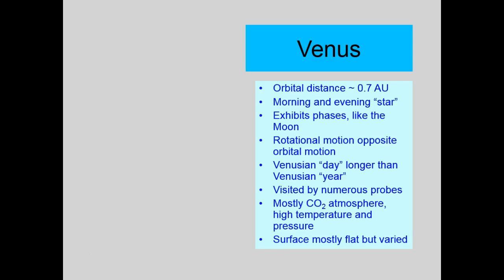Now, let's go back. If this is the sun, and this is the Earth, remember, Mercury was about here, 4/10 of the distance. Venus is about here, 7/10 of the distance. It's our closest planetary neighbor by far. Okay, only 3/10 of an astronomical unit from us. So therefore, except for the sun, of course, and the moon, it's the brightest thing in the sky.